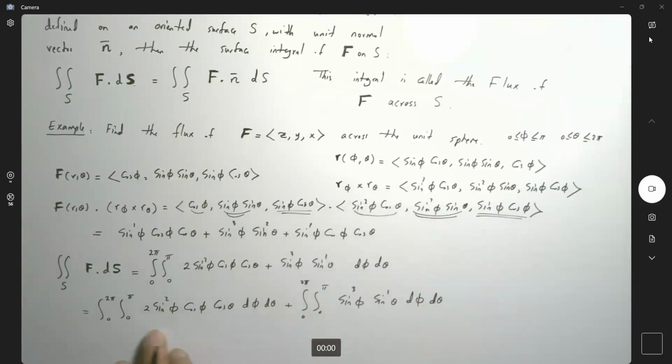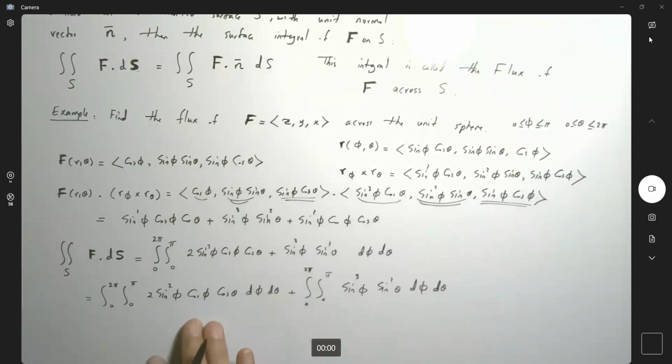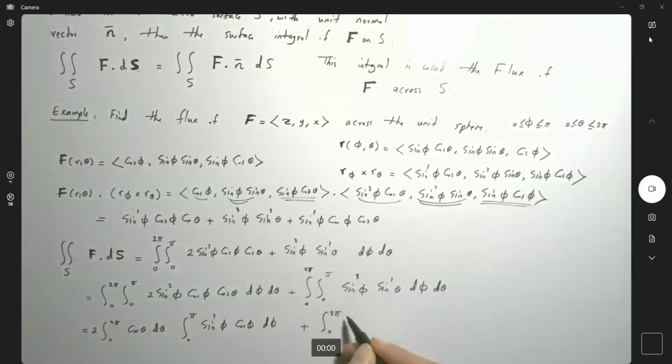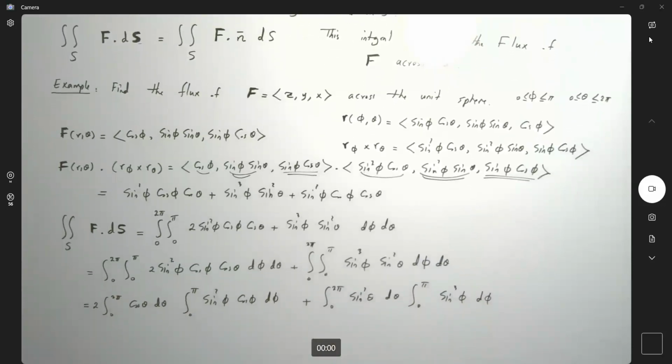Let's see what we have here. We can use Fubini's theorem, because there is no addition or subtraction connecting the variables. So the first term can be written as the integral 0 to 2 pi of cosine theta d theta, multiplied by the integral 0 to pi of 2 sine squared phi cosine phi d phi, plus the integral 0 to 2 pi of sine squared theta d theta, multiplied by the integral 0 to pi of sine to the third phi d phi. A lot of elementary integrals are involved here.